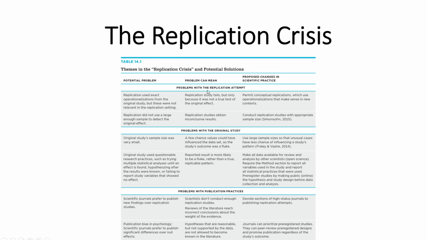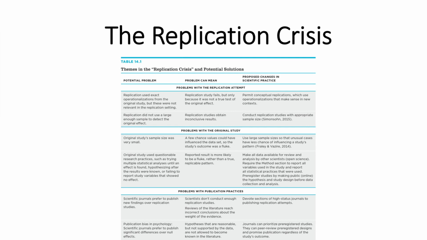But we can look at problems with the replication attempt. So was there something wrong with their direct replication? Maybe there was a problem with the original study, or maybe it's something that's wrong with the system of publishing academic articles. So we can look at some of these potential problems, just very briefly summarized here. There's more detail in the text. But with our replication attempt, so replication tried to use exact operationalizations. Always miss a syllable in there. Operationalizations from the original study, but sometimes they weren't relevant in the replication setting.